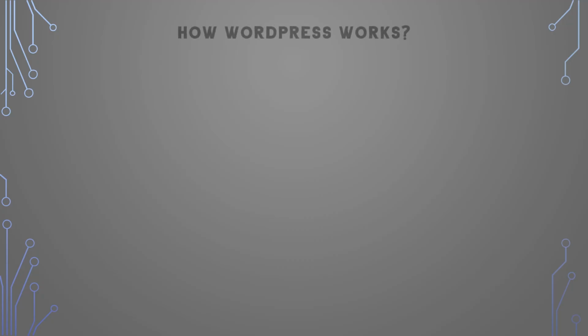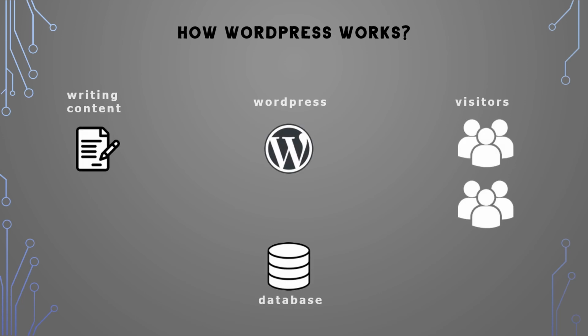Now, I'm going to explain how WordPress functions on this simple example. For instance, you are the owner of a blog website and you want to publish a post about the first episode of the Witcher TV series. This post is stored in a database on the server. When visitors come to your website, WordPress shows them your last published post.